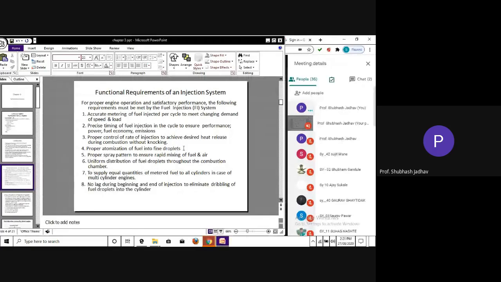Then proper spray pattern to ensure rapid mixing of fuel and air. So the spray pattern has to be proper. So what is the spray pattern? We will be discussing in detail what this spray pattern is. If you have ever tried to spray water with a pipe when giving water to plants or gardening, you can see that the water comes out of the jet in a certain fashion, and the fashion in which it comes out is called a spray pattern.